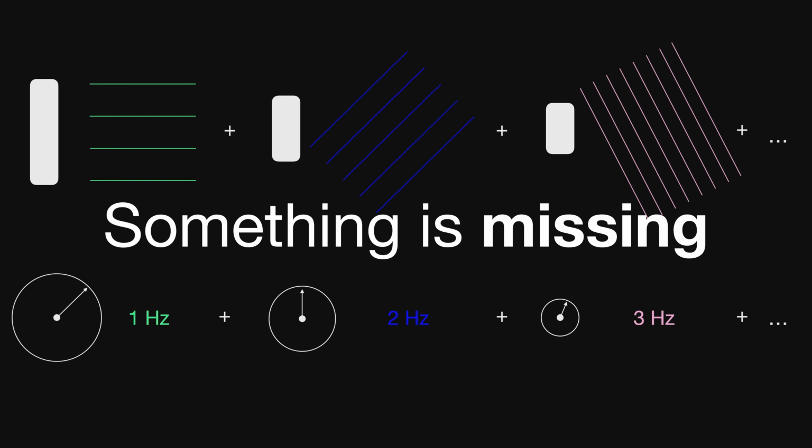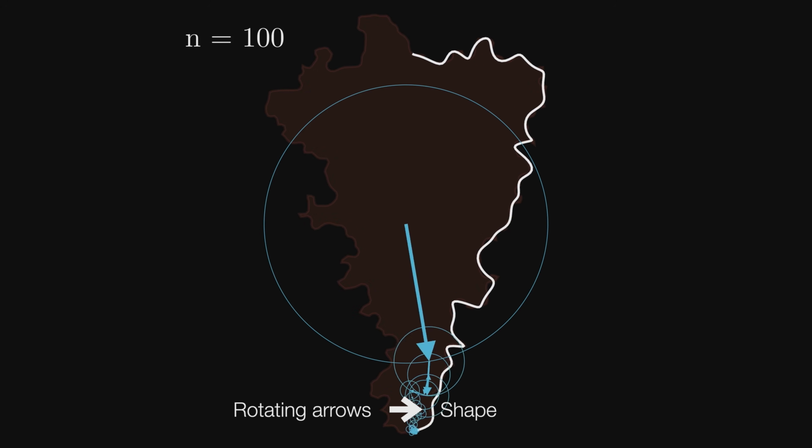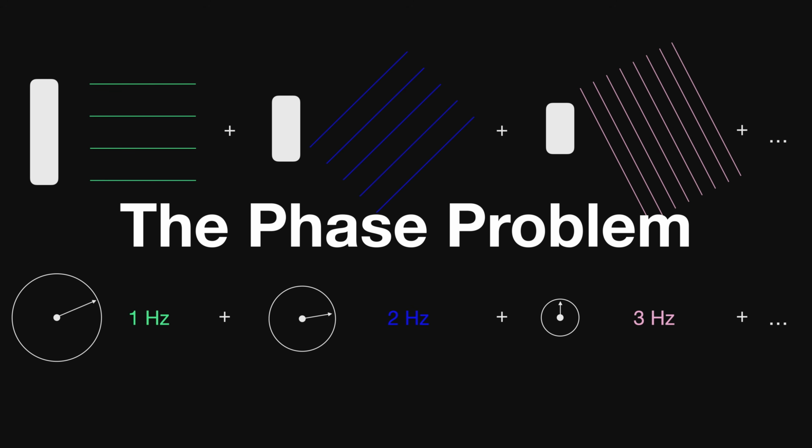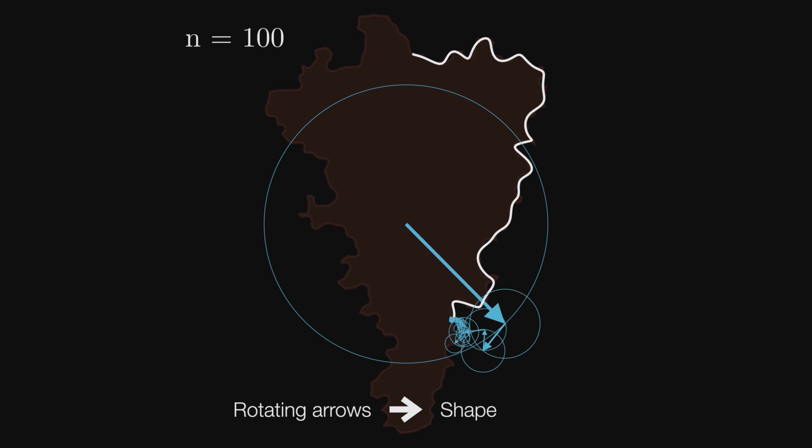But there's something missing. Remember how each spinning arrow in the Fourier transform has 3 parts? The speed, the size, and the starting angle, also known as phase? Well, our detector only gives us the amplitude. It tells us how strong each arrow is, but not the starting angles. The missing piece? It's known as the phase problem. And without phase, you can't perfectly reconstruct the original structure.